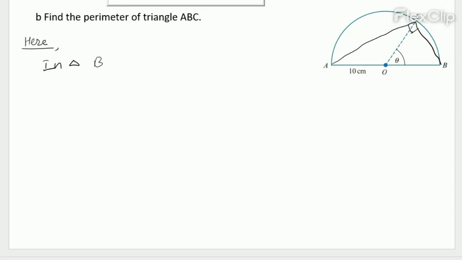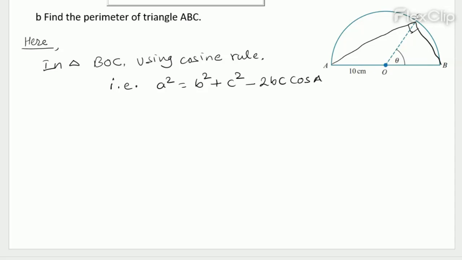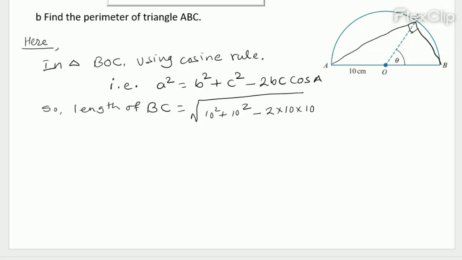So here in triangle BOC, using the cosine rule. The cosine rule in triangle ABC is: a square equals b square plus c square minus 2bc cos A. So the length of BC equals 10 square plus 10 square minus 2 times 10 times 10 cos theta, and the value of theta from part A is pi minus 2 by 3. So BC square is 200 minus 200 cos of pi minus 2 by 3.